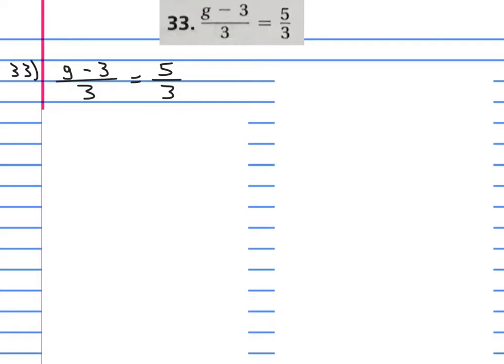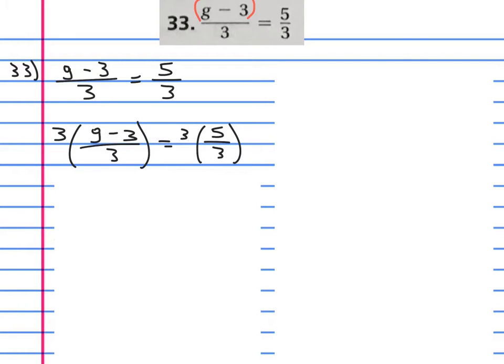You can imagine that there's invisible parentheses around that fraction, that expression in the numerator of the fraction. So the last thing that happens is divided by 3. How do we undo that? We undo that with a times 3. So we take 3 times everything that was on the left-hand side goes in there, and then equals 3 times everything that was on the right-hand side goes in there.